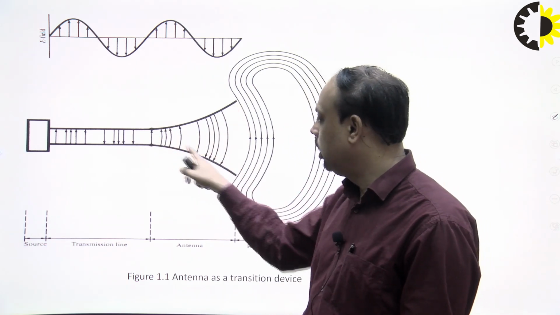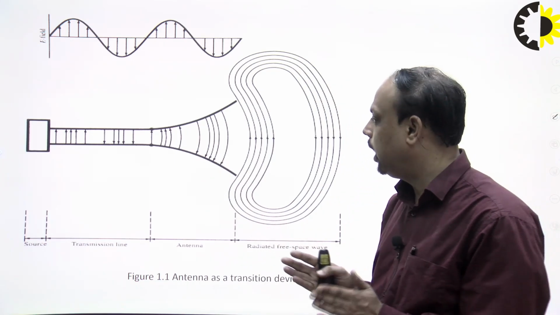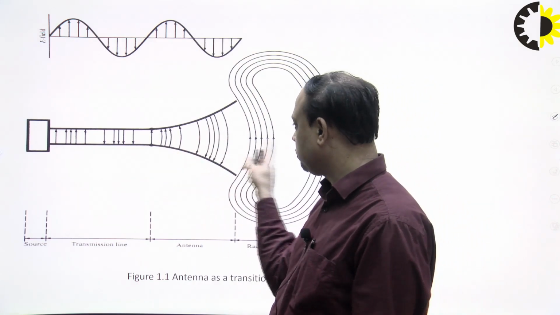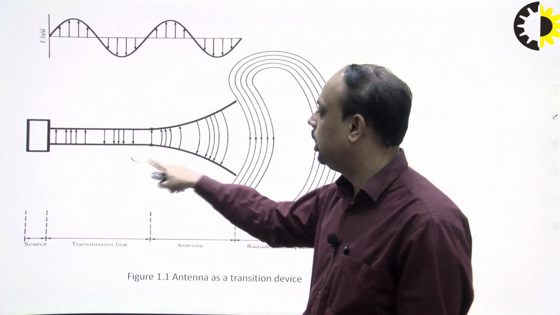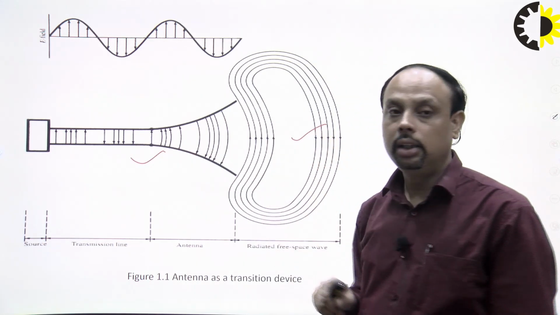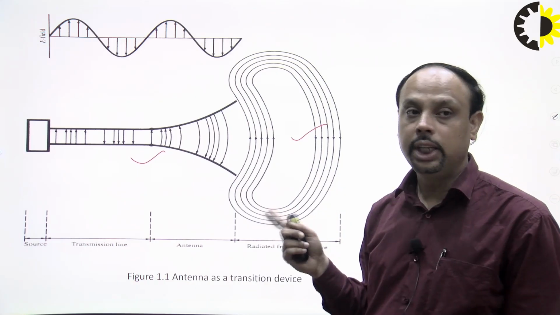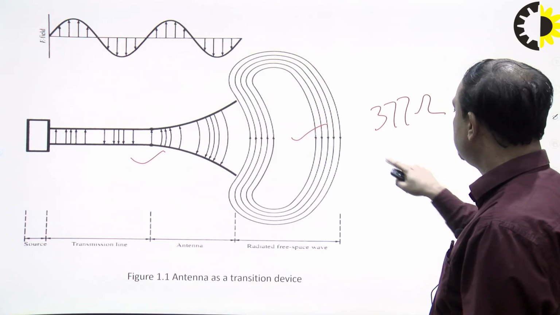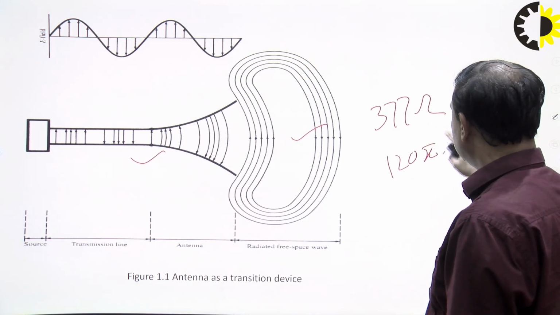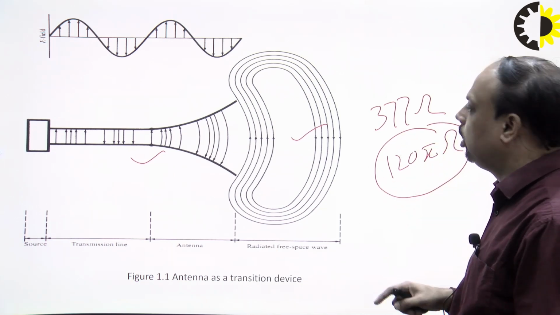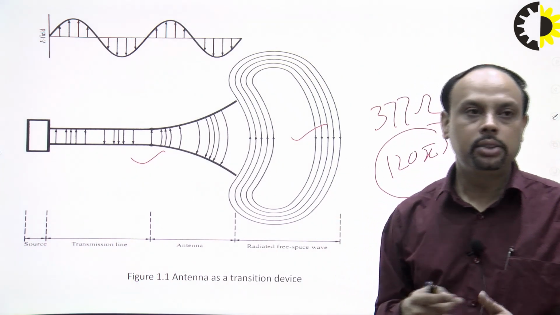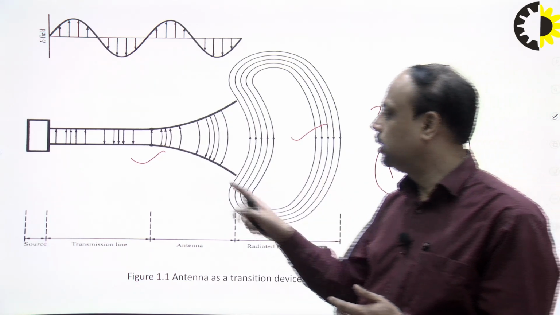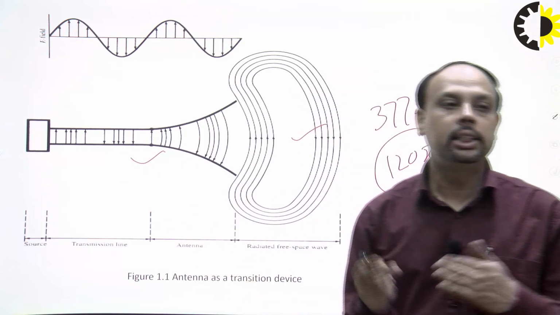The antenna is going to be flared up, and this flaring up of the antenna is because we want to match the impedance of this transmission line with the impedance of the free space, which is very much constant. This is nothing but 377 ohm, which is equal to 120 pi ohm. So this is the fixed value of the impedance of free space, and this is the guided medium, which has a very low impedance of 50 ohm.